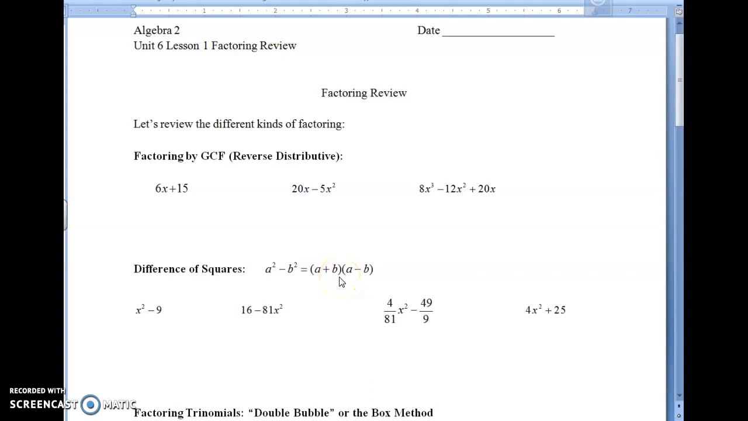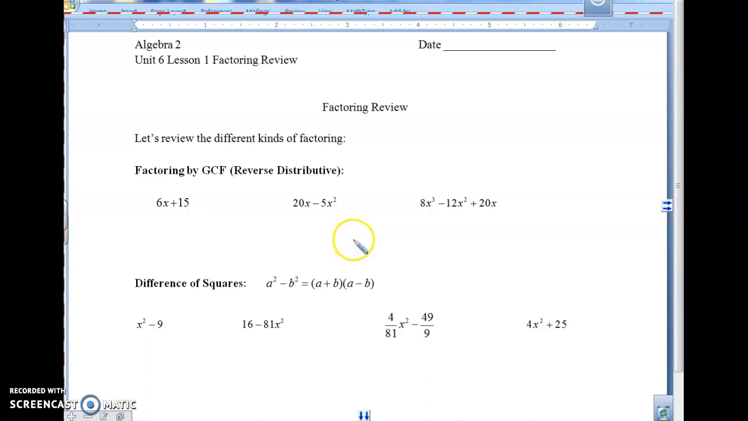This is Algebra 2, Unit 6, Lesson 1, Factoring Review. So in this unit, we're going to be dealing with a lot of factoring. So let's make sure that we understand all the different processes we have and review the ones we know. So the first kind of factoring that we have is reverse distributive.